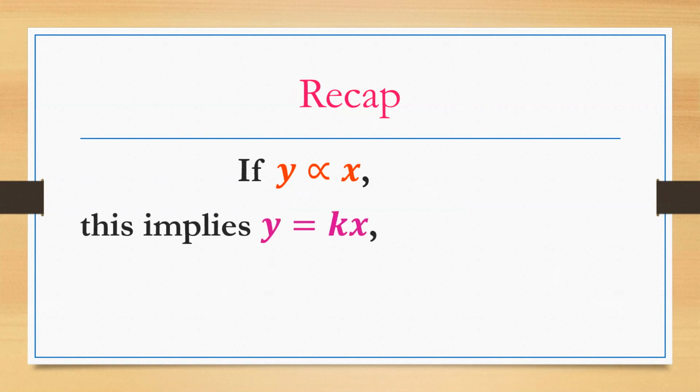Let us have a recap of what was done in the first video. You will remember that in the first lesson, we had learned about direct variation. So if y varies directly as x, then we can simply write it as y equal to kx, where k is a constant.